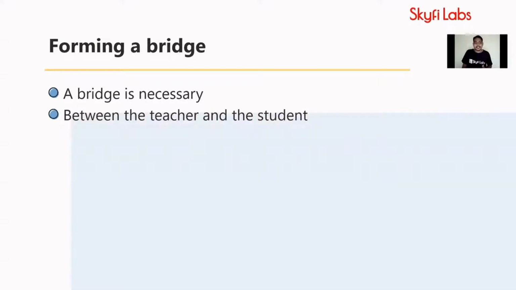The most important thing about teaching, or the most important way to begin teaching, is to form a bridge. Suppose you want to teach a particular concept or a particular topic to a student. The student doesn't know the topic. The student doesn't know why the student is learning the topic, right? It is the responsibility of the teacher to explain why we are teaching this topic, as well as, before we transfer the knowledge, we have to establish a connection between the student and the teacher. That's what I mean by forming a bridge.